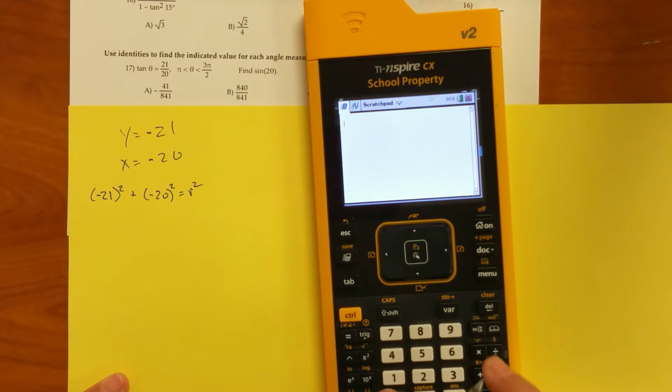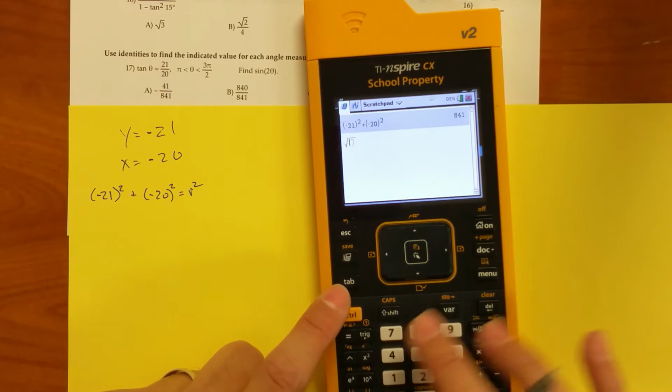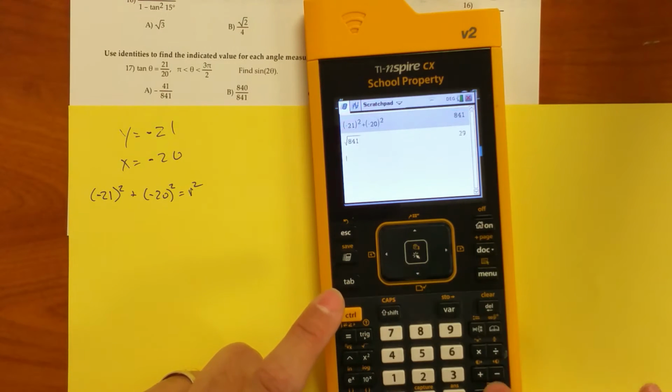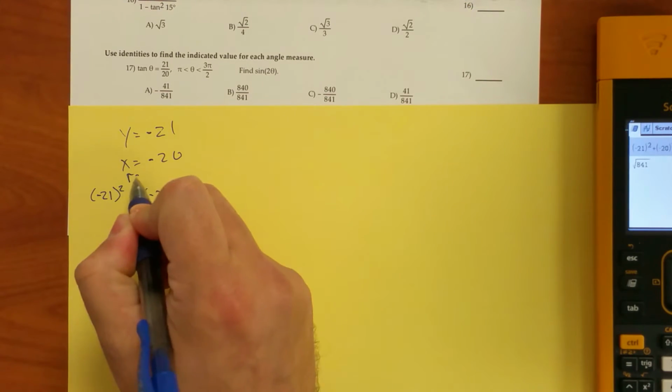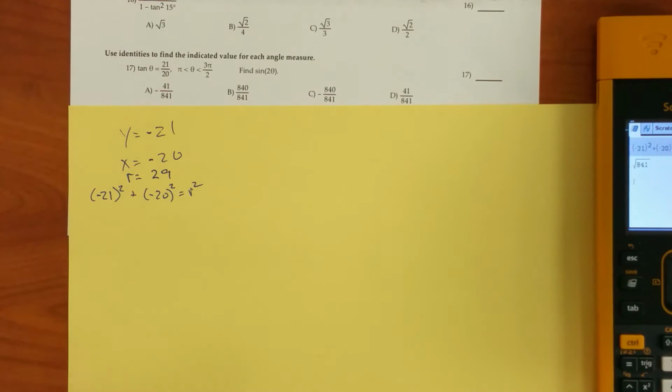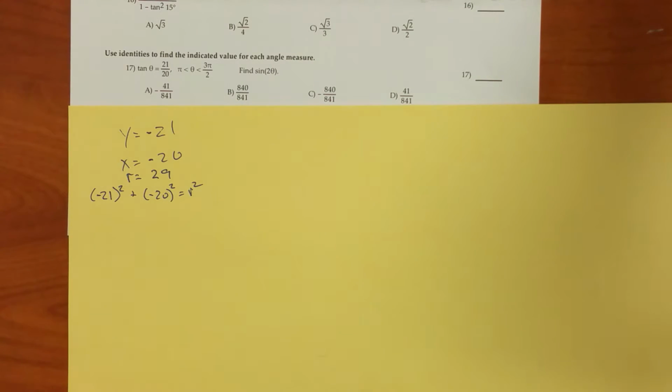So I'm going to start with parentheses negative 21 close square plus open parentheses negative 20 close square here. I'm going to take the square root of that value, which gives me 29. So r value is positive 29. R is always positive here.